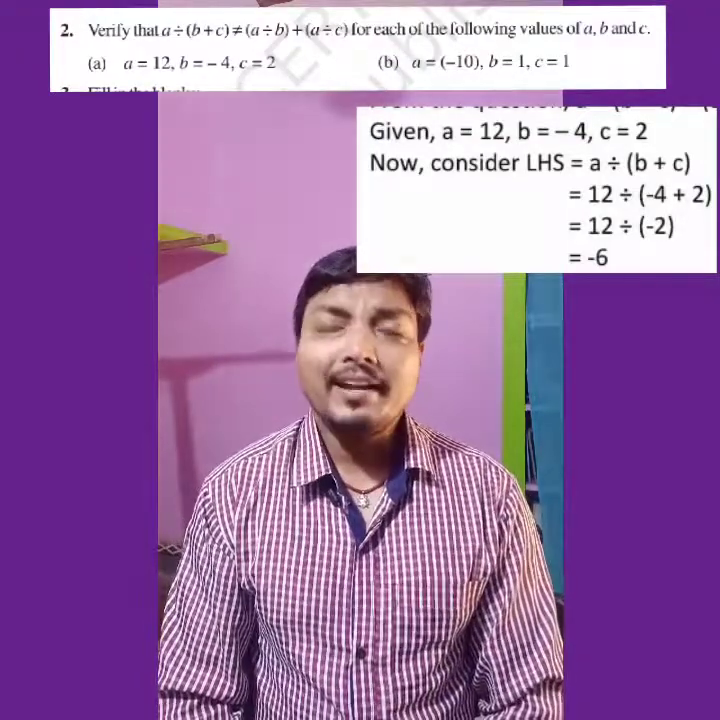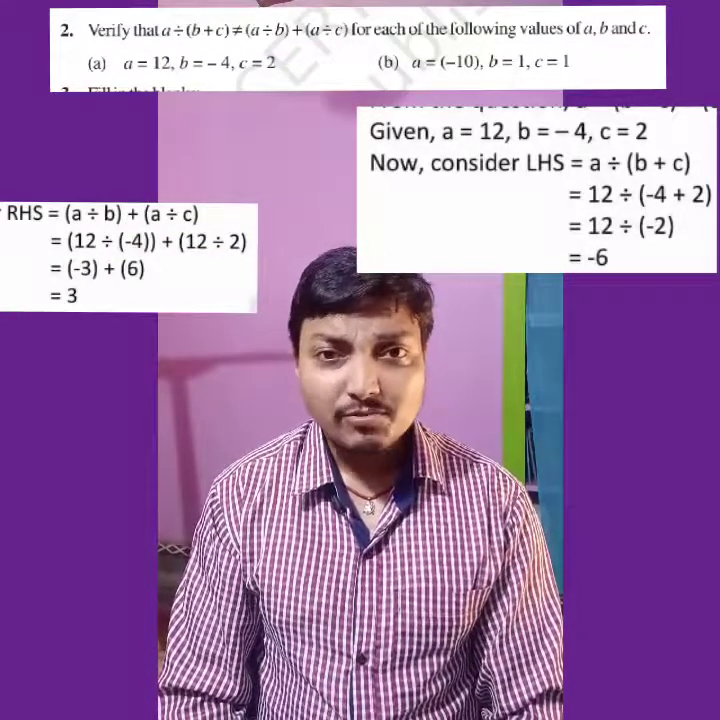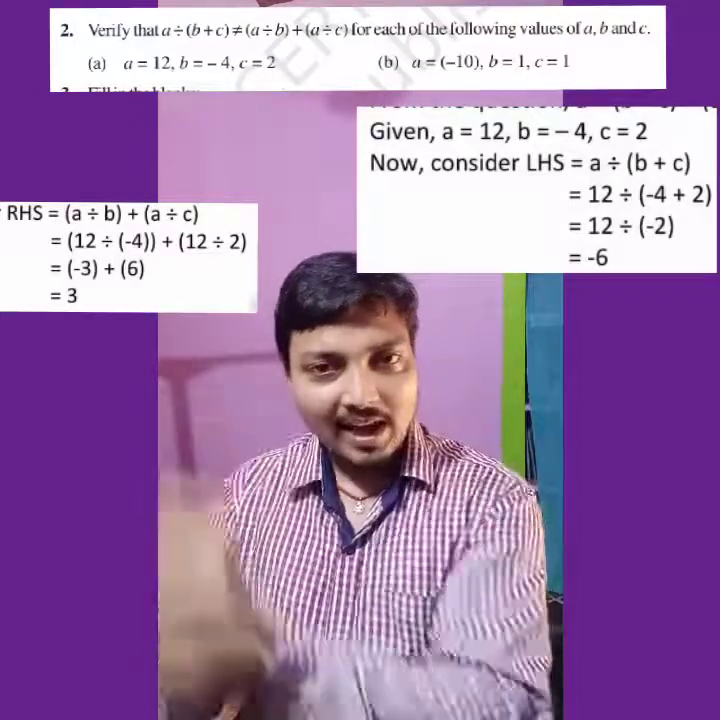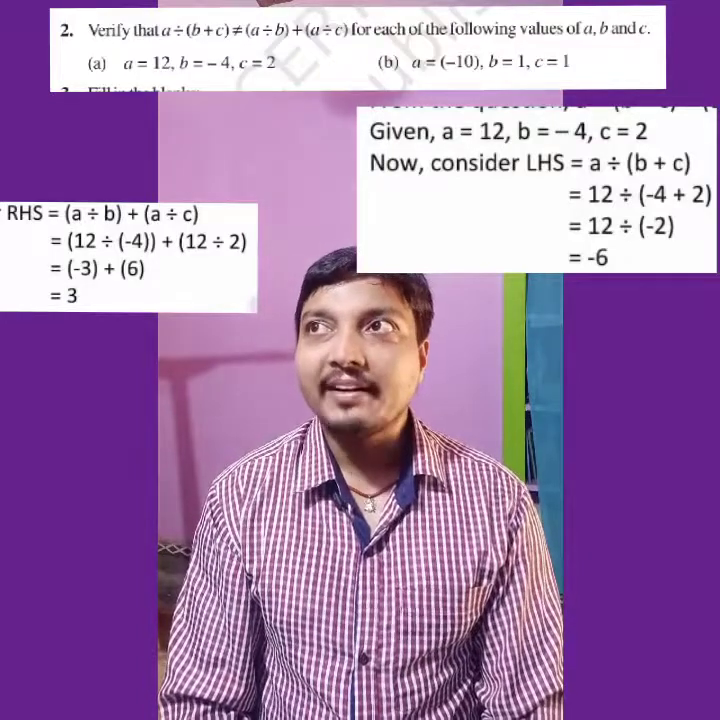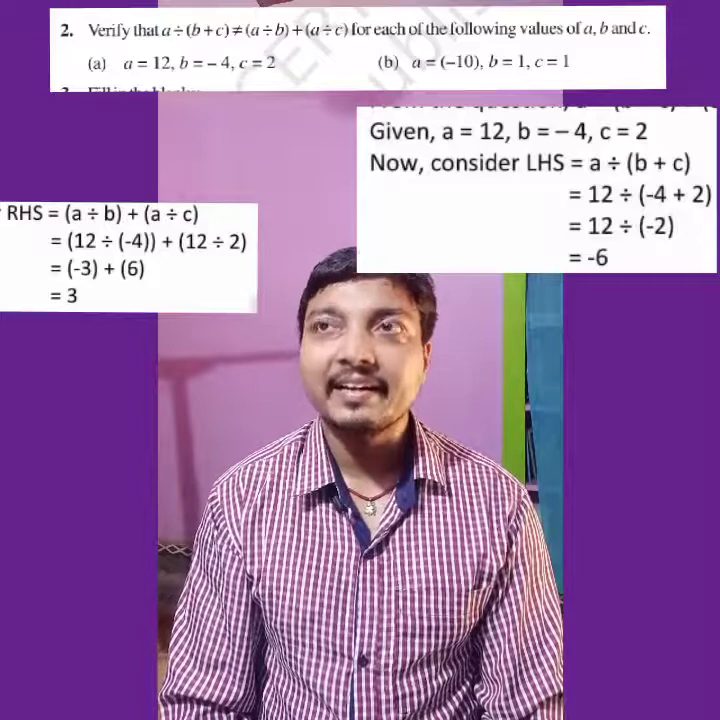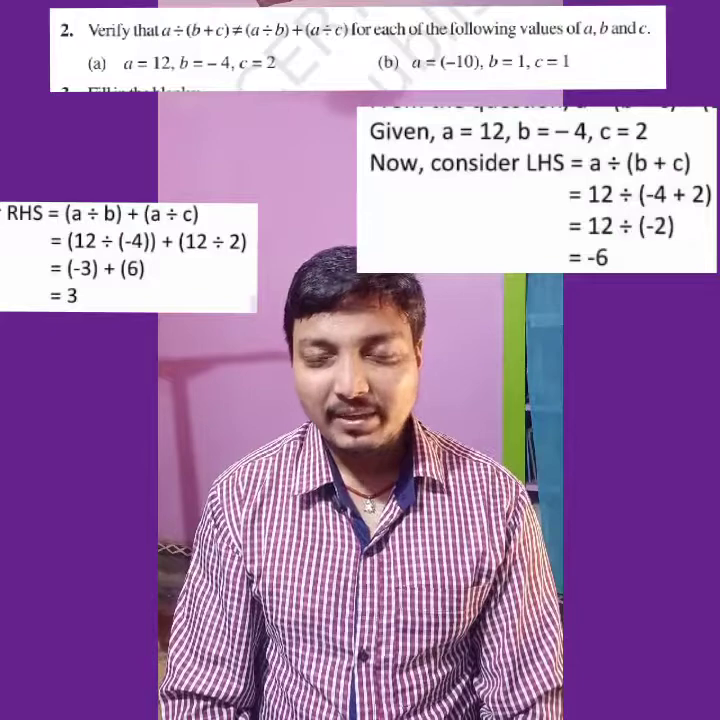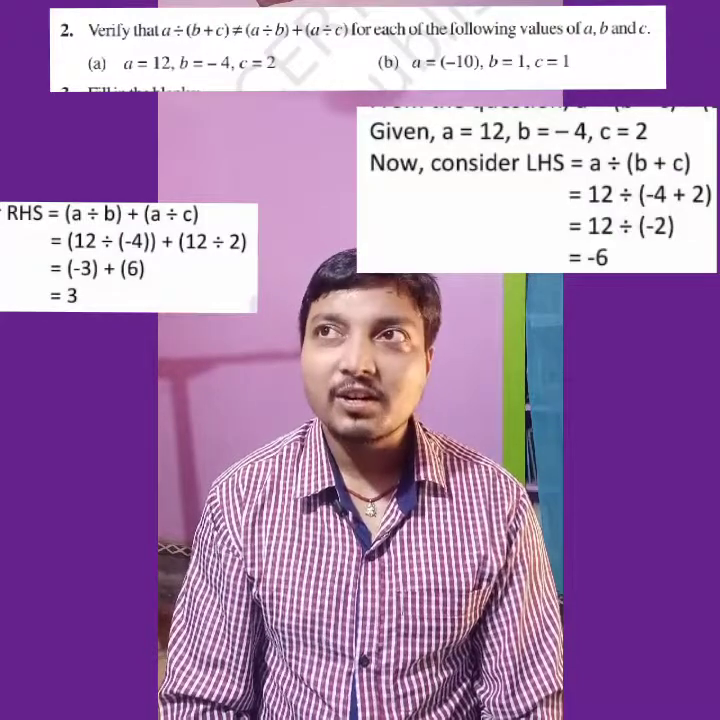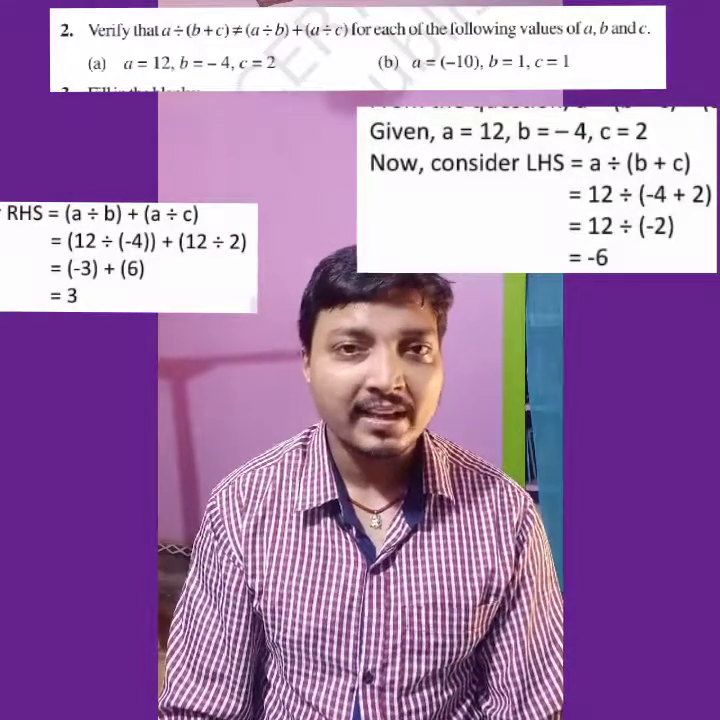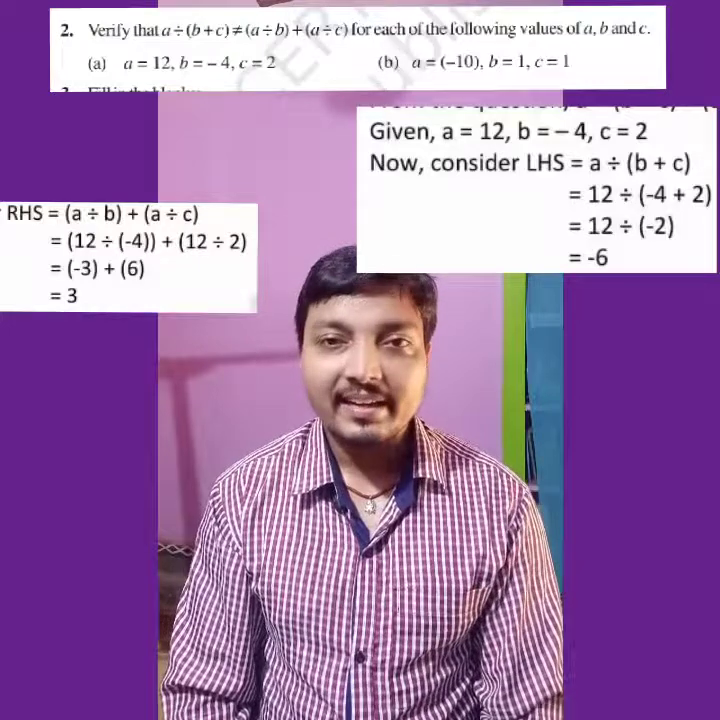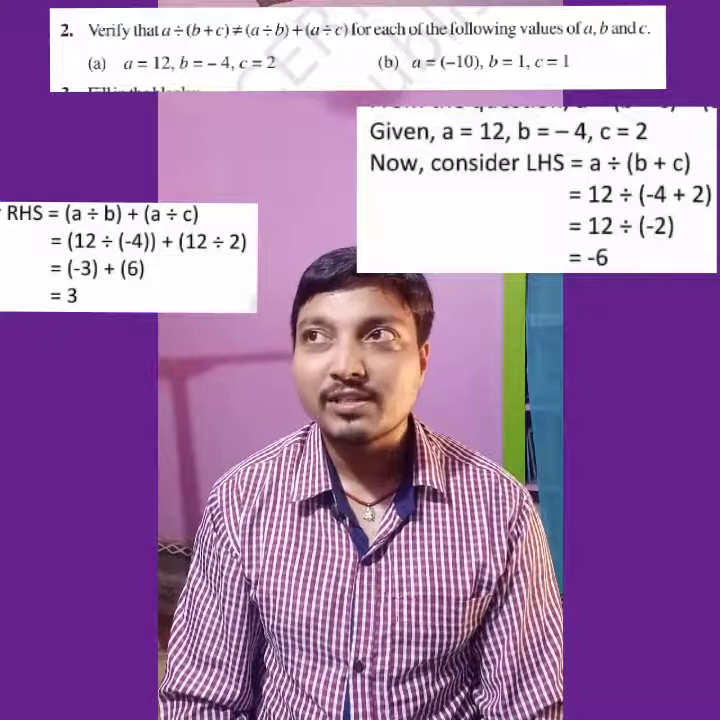The RHS becomes 12 divided by -4 plus 12 divided by 2. First we do the divisions. 12 divided by -4 becomes -3, and 12 divided by 2 becomes 6. The next step becomes -3 plus 6. One is a positive integer, another is a negative integer, so we find the difference between their numerals: 6 minus 3 equals 3. The greater number is 6, which is positive, so the result is positive, which becomes 3.